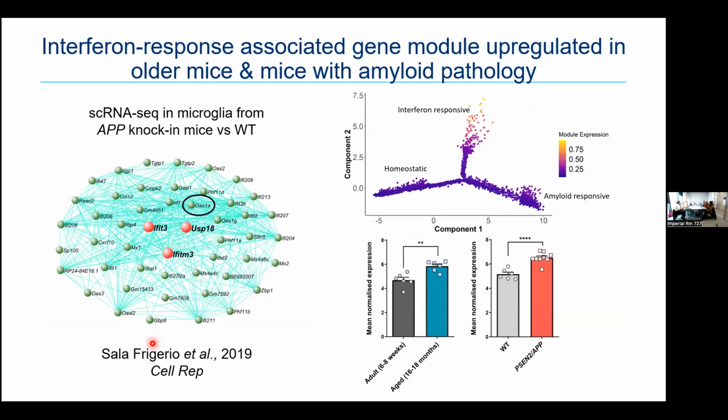So to get more of a molecular grasp in terms of how OAS1 might be functioning, we turned again to the transcriptome, now looking at single-cell RNA-seq. So this is microglia isolated from APP knock-in animals and controls. This is a reanalysis of my collaborators' data, Carlos Alafrigerio. And this is nice data, single-cell RNA-seq.